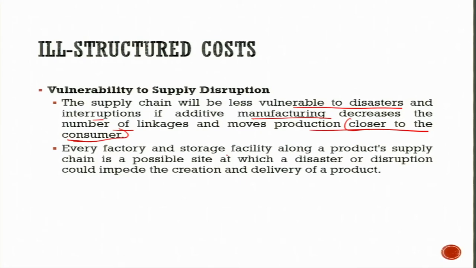Every factory and storage facility along a product supply chain is a possible site at which a disaster or disruption could impede the creation and delivery of a product. So there are fewer possible disruption points in a supply chain with fewer links and smaller overall size, which is possible in additive manufacturing. And additionally, if the production is moved closer to the consumer, production will become more decentralized, with a number of facilities producing a small number of items rather than a small number of facilities generating a large number of products. So the impacts of supply chain disruptions may be localized rather than regional or global.